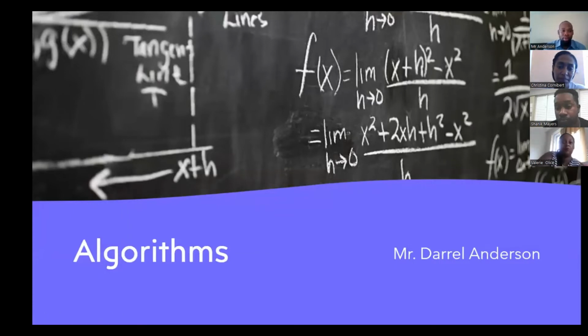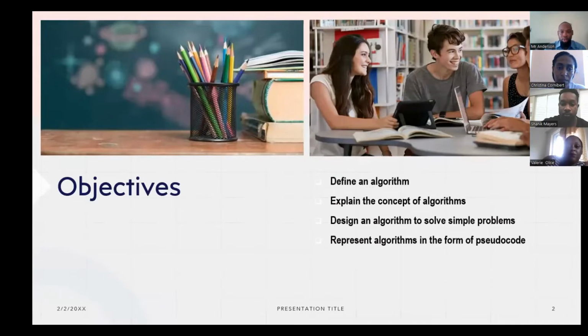Okay, so the topic for today is algorithms. Remember how in our previous lessons, we did IPO charts, we did the steps to problem solving. Now we're just gonna build on to our problem solving experience, okay? So today we are gonna do algorithms. The objectives for today: we're gonna define the algorithm, explain the concept of algorithms, design an algorithm to solve simple problems, and represent algorithms in the form of a pseudocode.